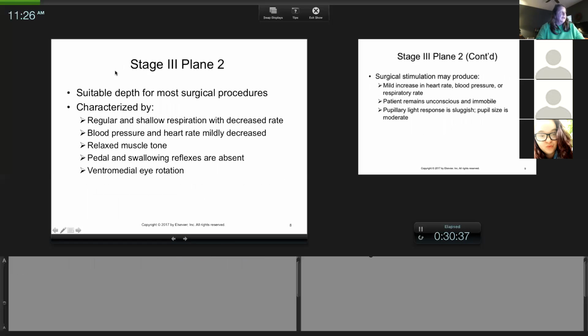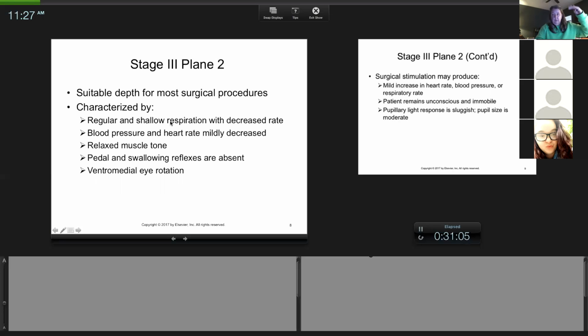Now, stage 3 plane 2, now we're on the ISO. The dog is inhaling isoflurane and the dog is getting deeper. This is surgical anesthesia. This is where you want your animal for surgery. So stage 3 plane 2 is surgical anesthesia. Remember, stage 3 plane 1 is light anesthesia. Stage 3 plane 2 is adequate.